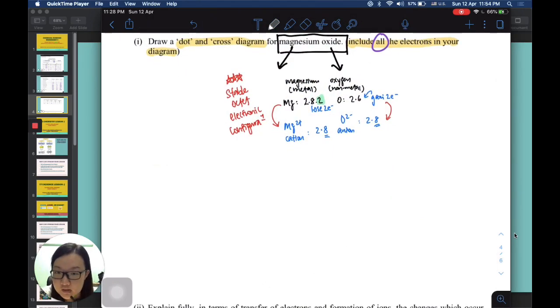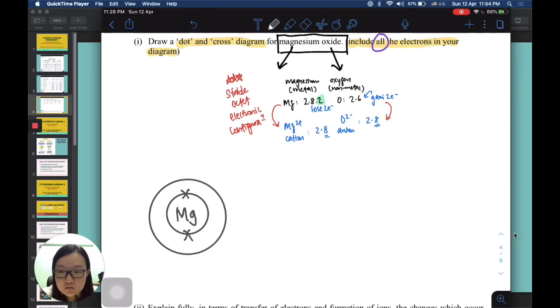That's the thought process, but we are not done. We have thought about the electronic configuration. Now we have to move on to electronic structure. So now we draw the structure, the diagram. For magnesium, we draw one shell, put 2 electrons. Second shell, we put 8. 1, 2, 3, 4, 5, 6, 7, 8 electrons.